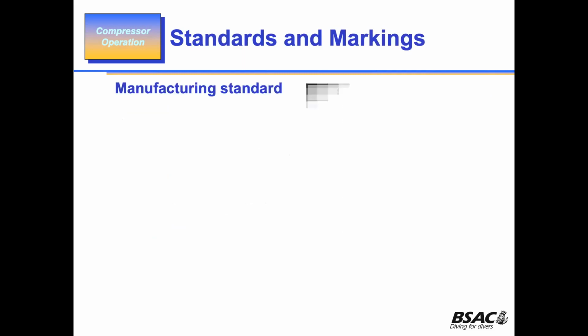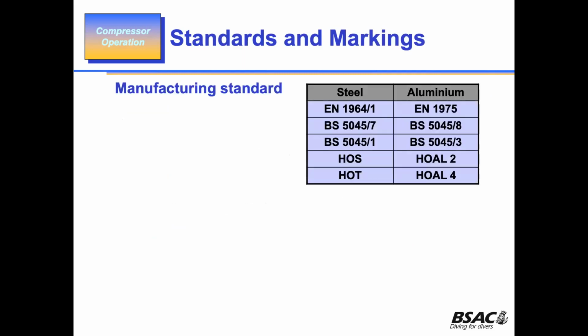Standards and markings, right? So this is up to date. Your cylinder should have any one of those stamped on it. An EN standard, a British standard. EN standard, of course, is the European standard. BS, of course, is British standard. And the other two are probably American, one for aluminiums, one for steels. Now, they should all have a marking on them that corresponds to that.